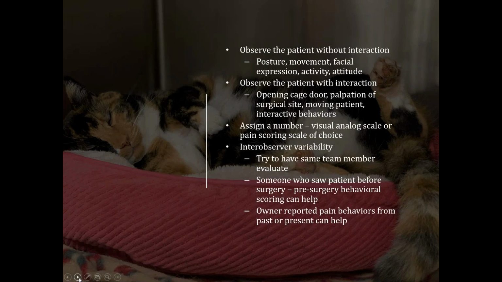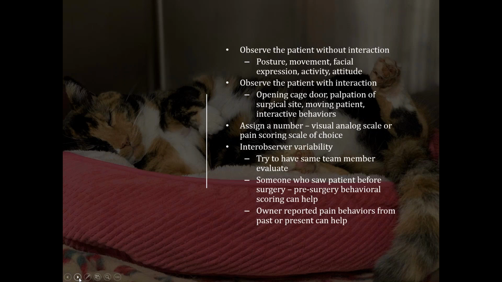So the things that are really important, and they come into play with all of these pain scales for the most part, are two things. One is you observe the patient without interacting with them, and then you observe them while you interact with them. So without interacting, you want to look at their posture, their movement, their facial expression, their attitude just sitting in the cage. And ideally, if you're sitting at the desk, you can look at them a little bit afar. That's actually the best scenario because they're not interacting with you personally.